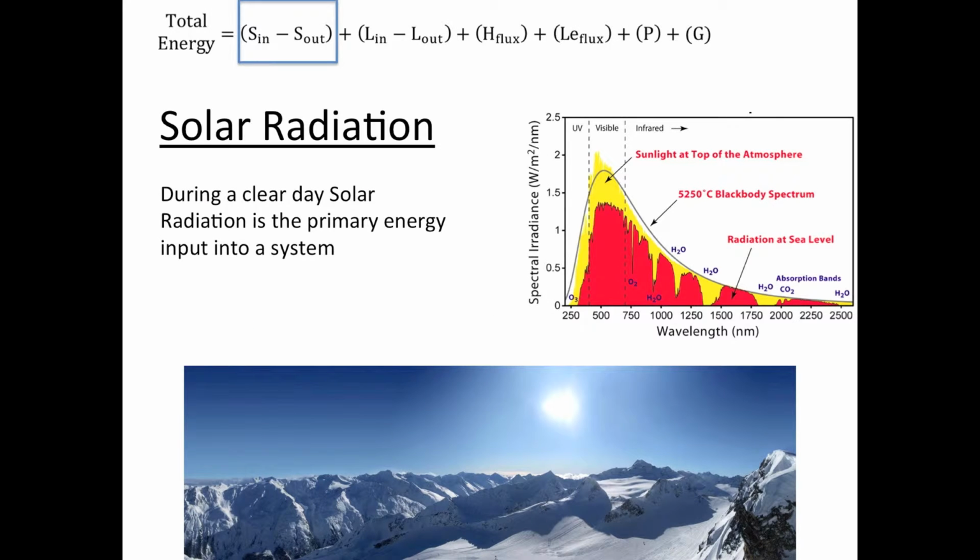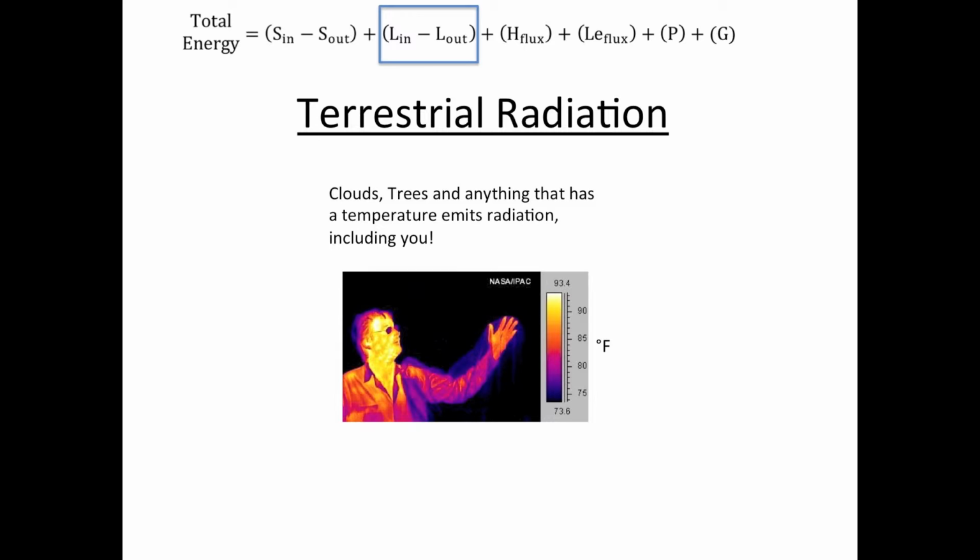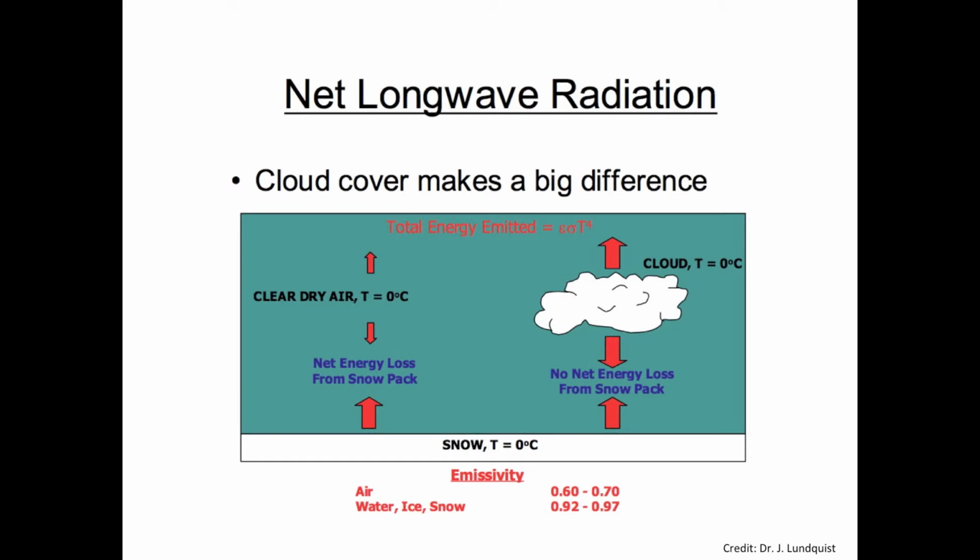On a sunny day, the main component of the energy balance equation is solar radiation, and a lot of the energy that is received by the snow is then reflected because of snow's high albedo. Terrestrial radiation is emitted by anything that has a temperature, including you and me, and even clouds and trees. Terrestrial radiation is typically less than the solar radiation term, but can still be important. For instance, on cloudy days, radiation is absorbed by the clouds and re-emitted more efficiently back towards the snowpack than on a clear day.